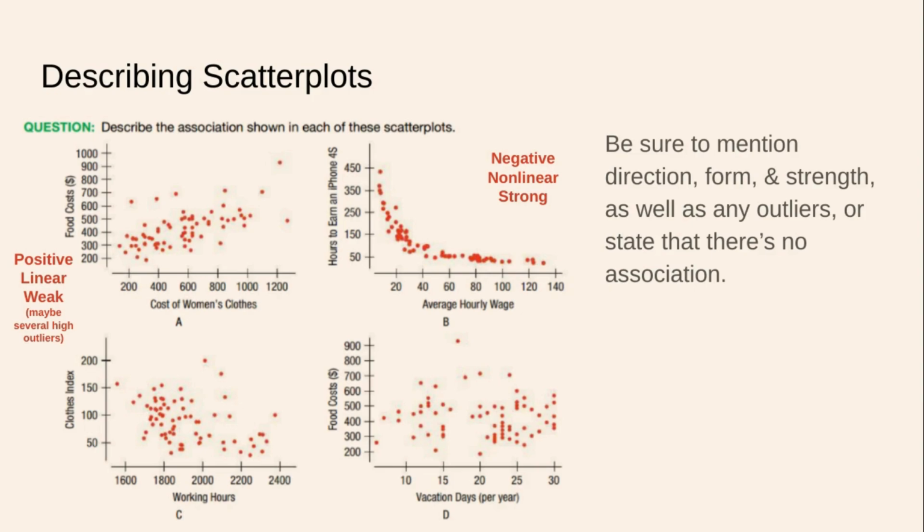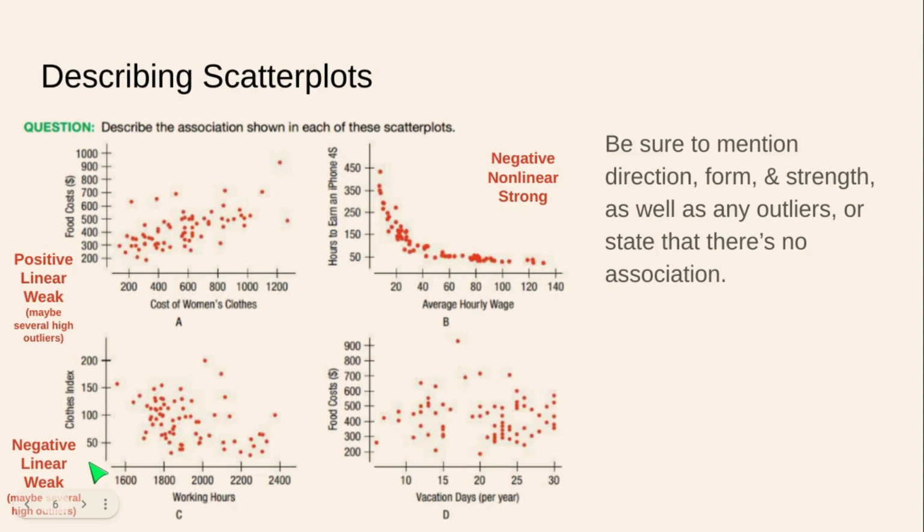It is nonlinear. Good luck fitting a line to these data. It is going down, but it's not going down in a line. It's going down in a curved 1 over x kind of way. And it is a strong association. Whatever nonlinear pattern it follows, it's following it very closely. No outliers, at least none that I can see.